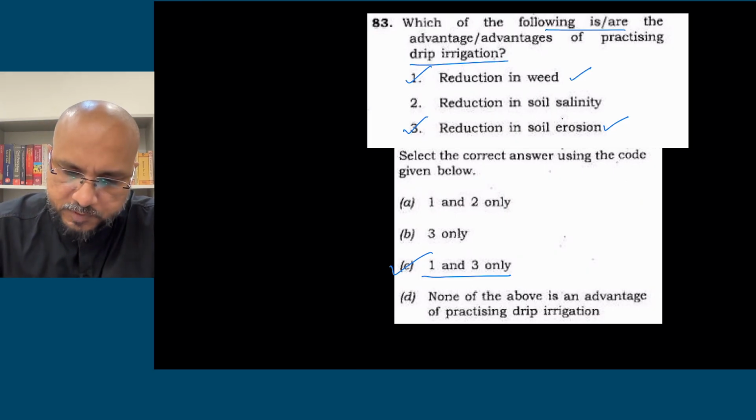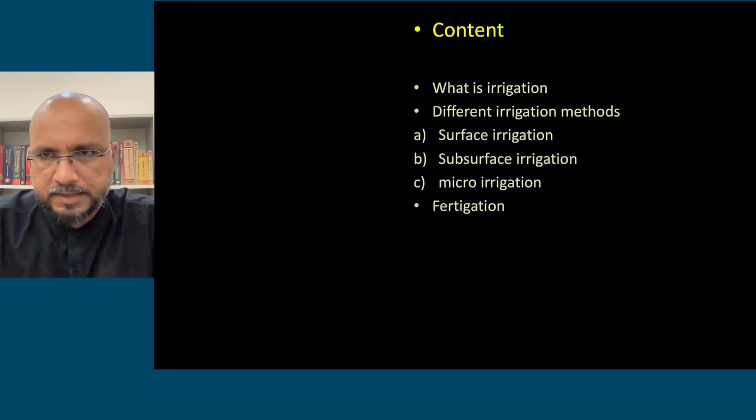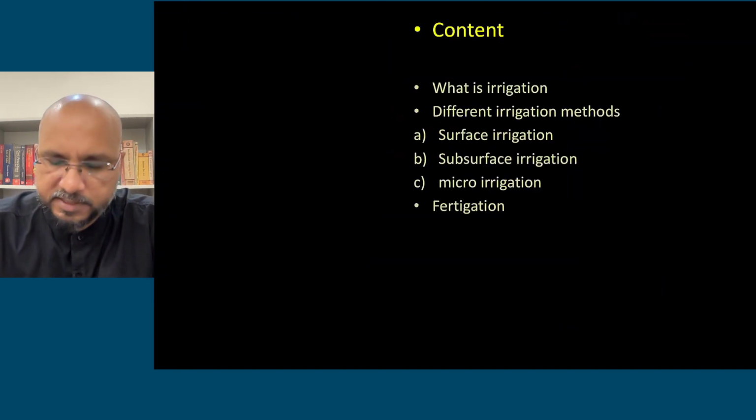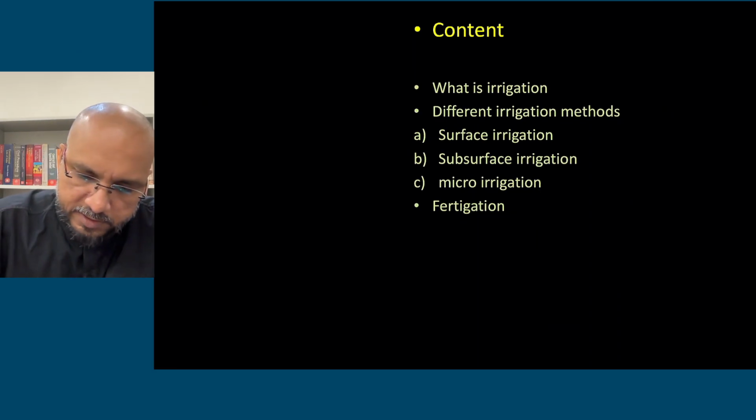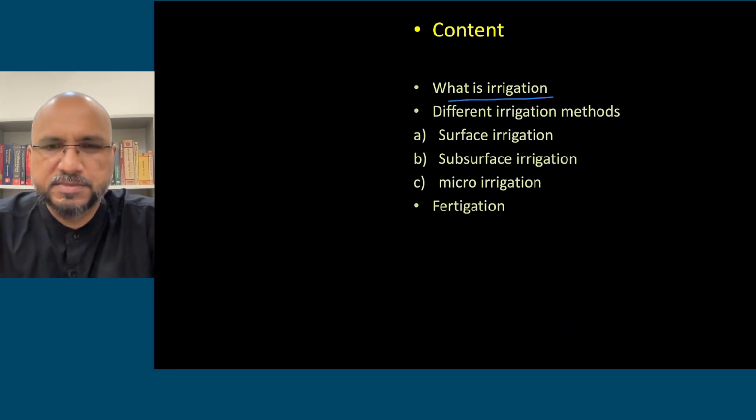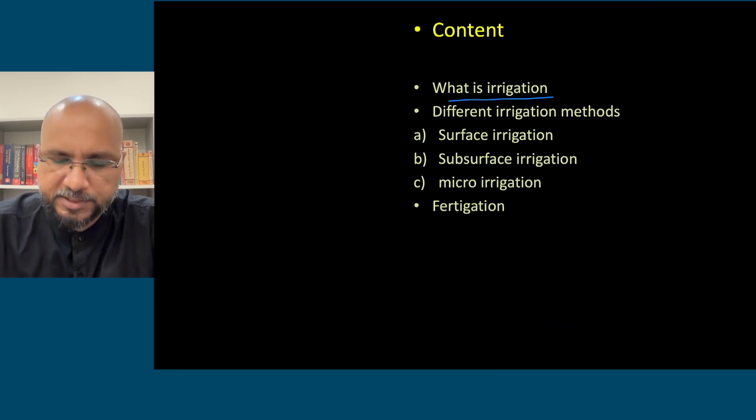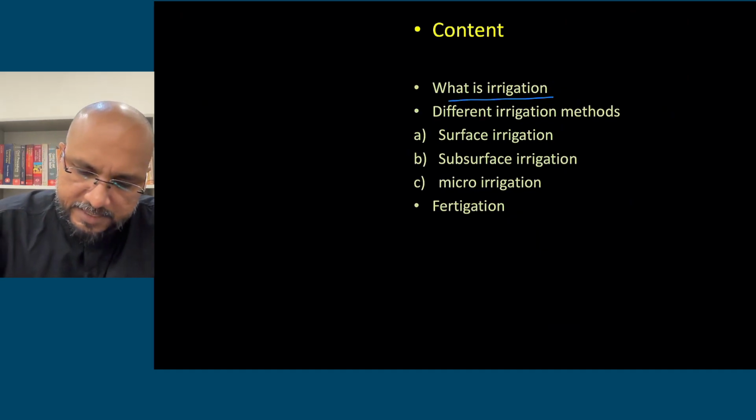So let us start with irrigation. What is irrigation? So what are the things that we are going to discuss? First of all, we'll discuss what are irrigation systems and methods, and what is the difference between systems of irrigation and methods of irrigation. Now what is an irrigation system and a method of irrigation? Then different methods of irrigation.